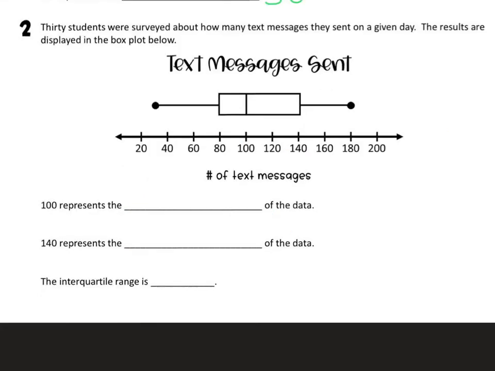Number 2 says 30 students were surveyed about how many text messages they sent on a given day. The results are displayed in the box plot below. So a survey was given, somebody already took that data and compiled the box plot, and it is given to you below. So before I answer these questions, I'm going to label based on what information I just gave you on the last problem.